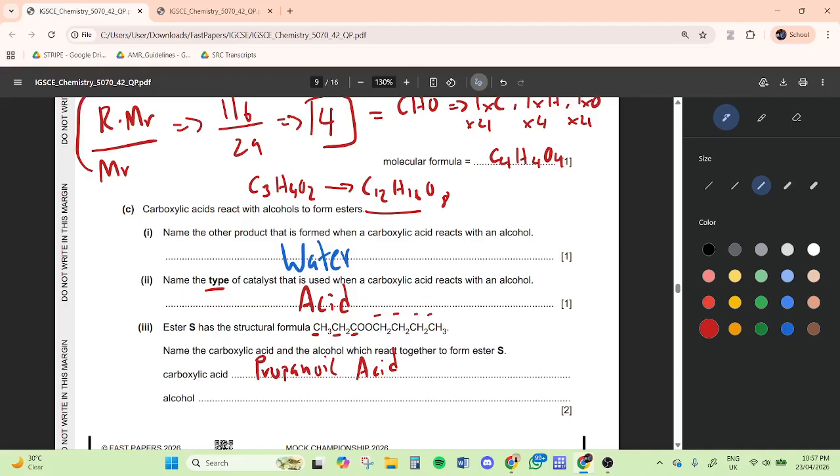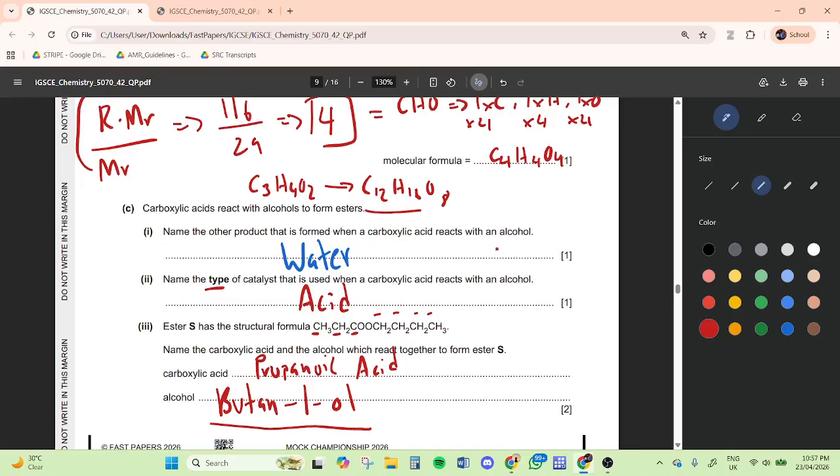So if you're going to write just regular butanol, you guys are at a stage where just writing butanol is not going to be enough. So you need to specify that this is butan-1-ol. I think this is a change they implemented recently. Before you could get away with just writing butanol. But whenever you write butanol from now on, you're going to have to mention that it's butan-1-ol.